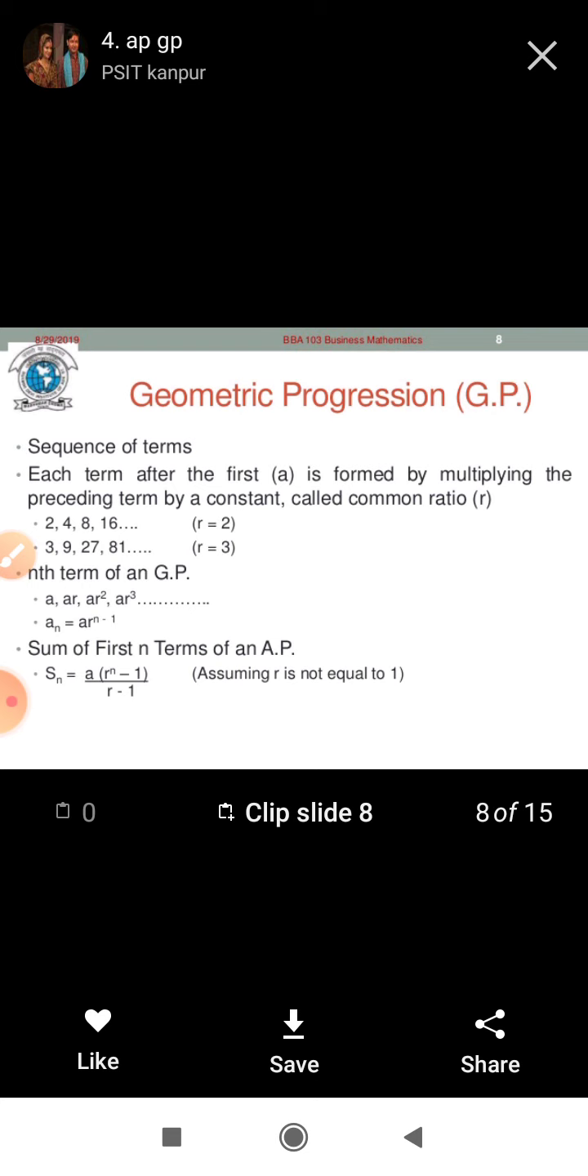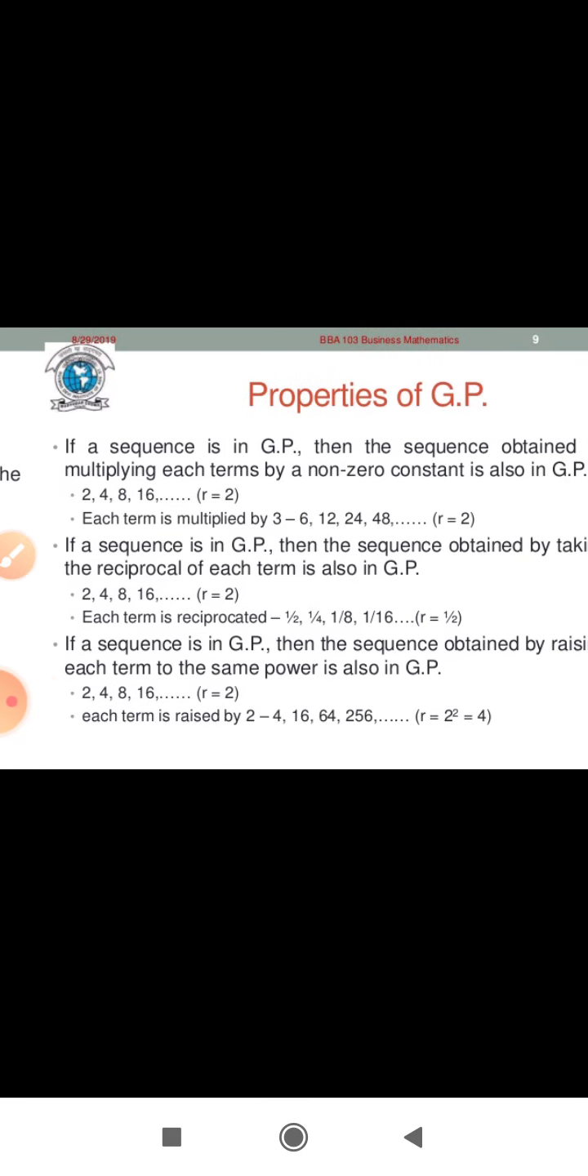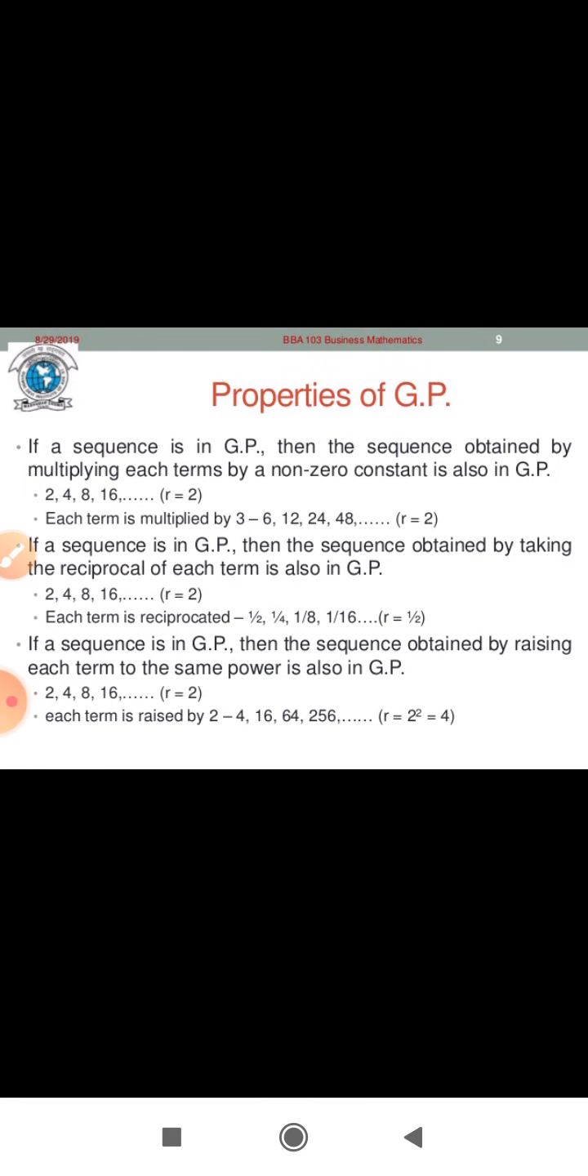Sum of n terms of a geometric progression GP will be Sn is equal to A (R to the power n minus 1) upon R minus 1, assuming R is not equal to 1. Properties of geometric progression are the following.